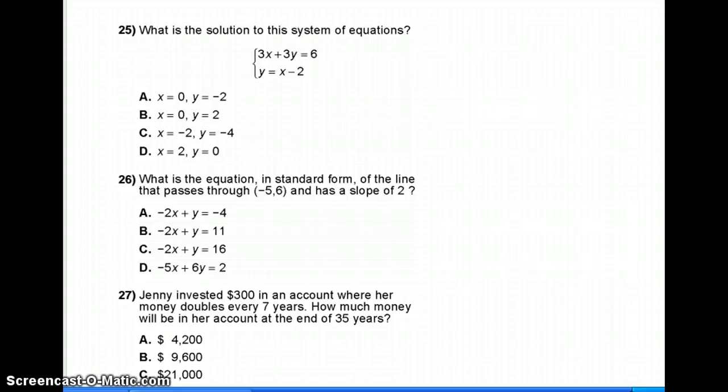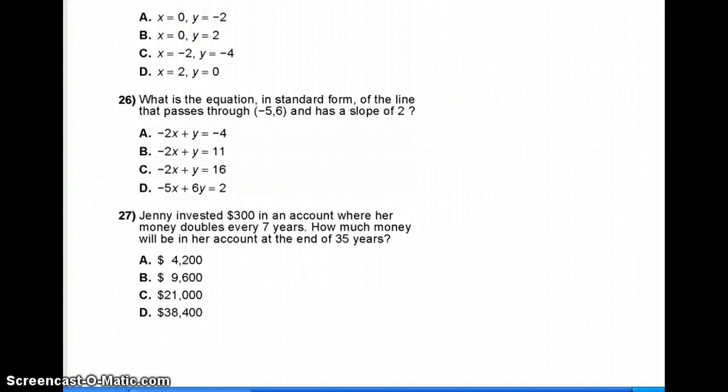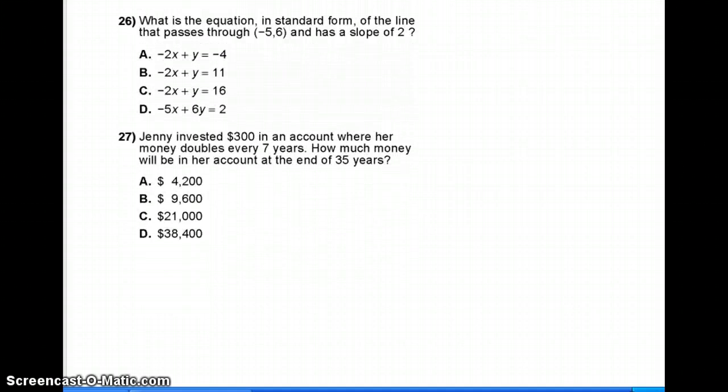Number 26, what is the equation in standard form of the line that passes through -5, 6, and has a slope of 2? Number 27, Jenny invested $300 in an account where her money doubles every 7 years. How much money will be in her account at the end of 35 years?